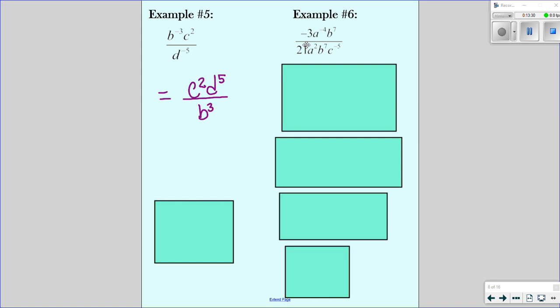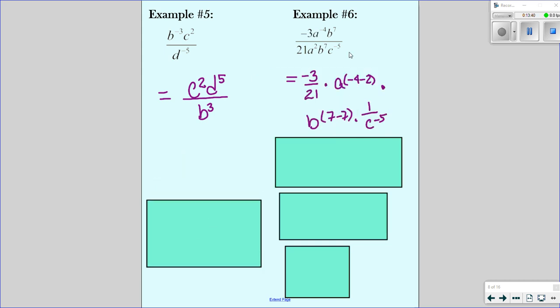So we have a lot of numbers, negative exponents and positive exponents, some at the bottom, some at the top. So I'm going to break it down. The first thing I did was I grouped by the same base. This one is just the coefficient, so negative 3 over 21, times a, the same base, negative 4 minus 2, times b, same base, so 7 minus 7, since we're dividing the b's. And then the c, the reciprocal is 1 over c to the negative 5th power.